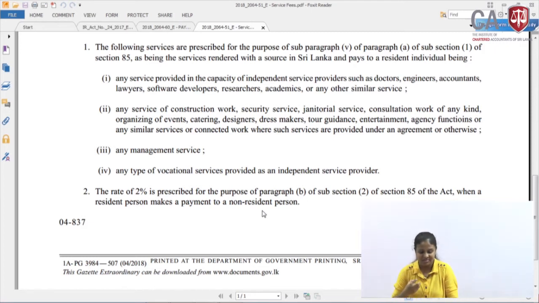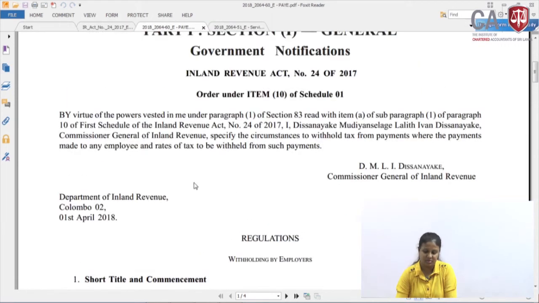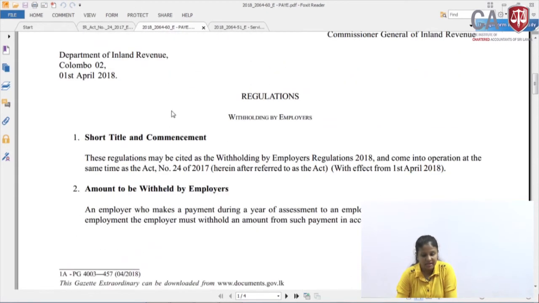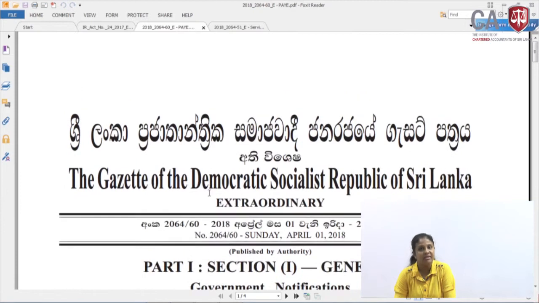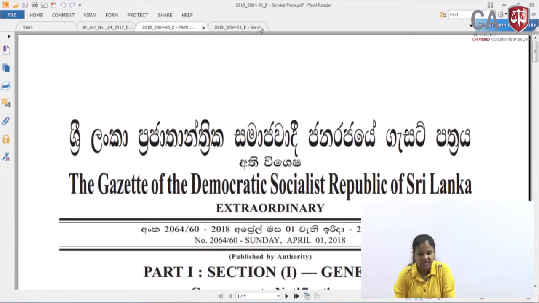This is from my side, what I can do to establish or communicate the correct tax rates to the students for the examination. Okay. Then this gazette notification, the service fee gazette notification, as well as the employment income gazette notification, the withholding by employers with reference to employment income, please go through these gazette notifications. These are open book referential materials for your examination. Okay, I think that part is clear.